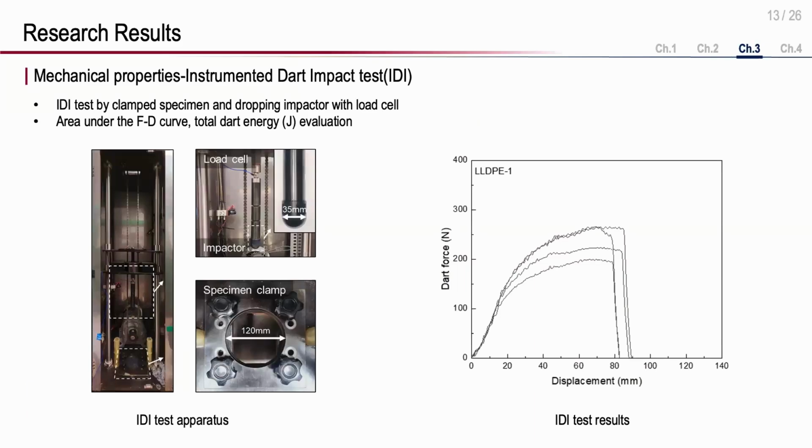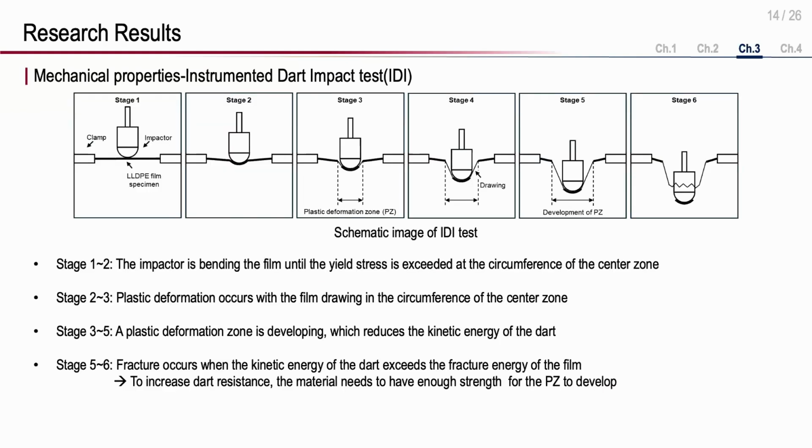And these are the IDI test apparatus and a sample of IDI test results. The IDI test uses a clamped specimen and a dropping impactor with a load cell. And we can get the force-time curve and the area under the force-time curve. The total dart energy was evaluated. And this is the schematic image of the IDI test.